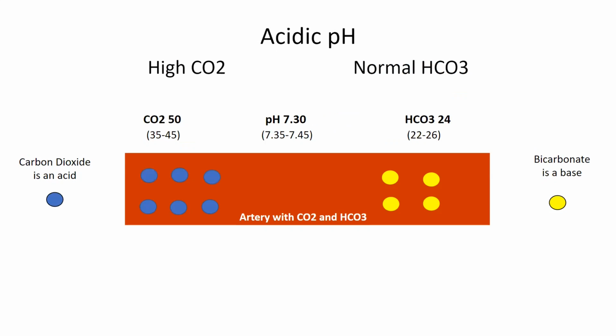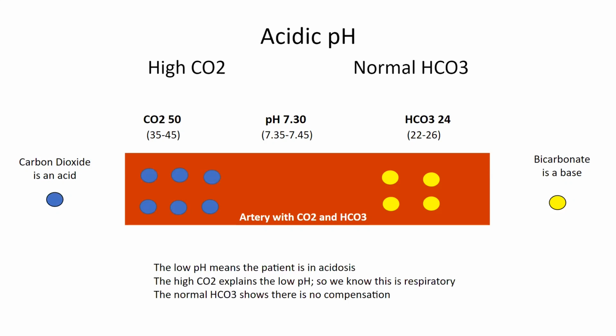Okay, if you printed slide 3, basic ABG evaluation steps, pull it out now to help follow along. Looking at the slide, you can see that there's more acid than base, but let's go through the numbers. The low pH means the patient is in acidosis. The high CO2 explains the low pH, so we know this is respiratory related. You can see that there's more acid in this image, more CO2, and CO2 is respiratory related, so we know the cause is respiratory. The normal HCO3 shows there's no compensation. This is uncompensated respiratory acidosis.